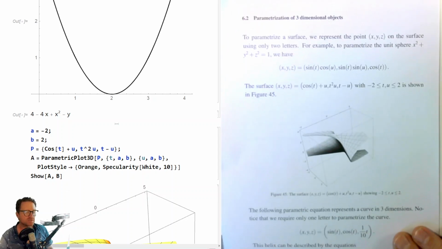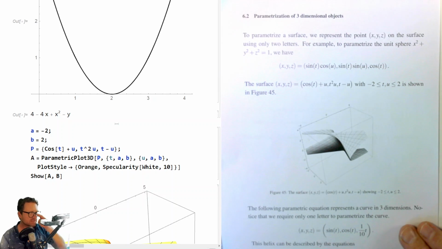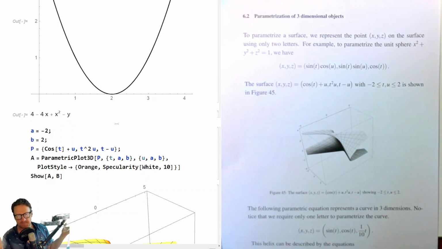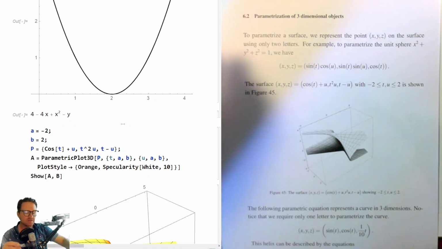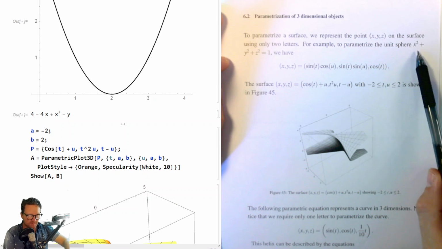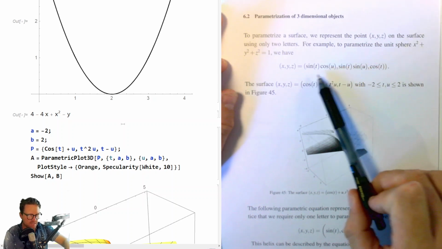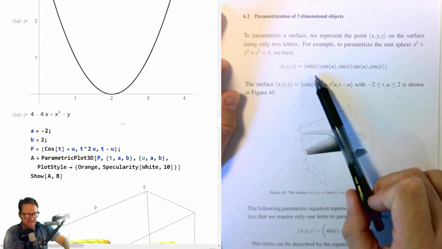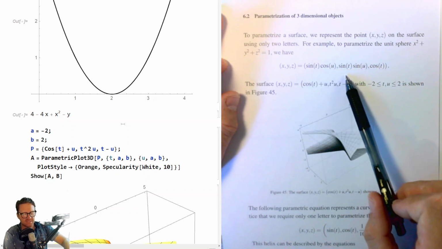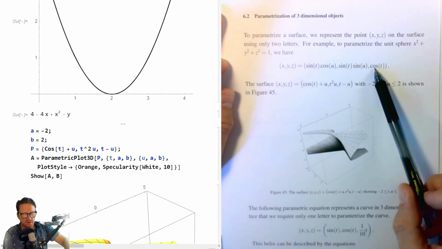Parametrizations of three-dimensional objects. To parameterize a surface, now surfaces are written usually in terms of x, y, and z. For example, the unit sphere is x squared plus y squared plus z squared equals 1. But the beauty of a parametrization is you can reduce 3 letters to 2 letters in a description of the points. So a parametrization of the unit sphere is sine t cos u, sine t sine u, cos t.